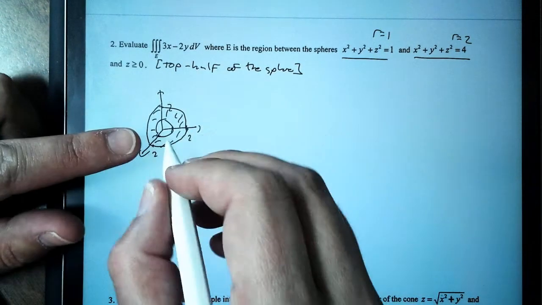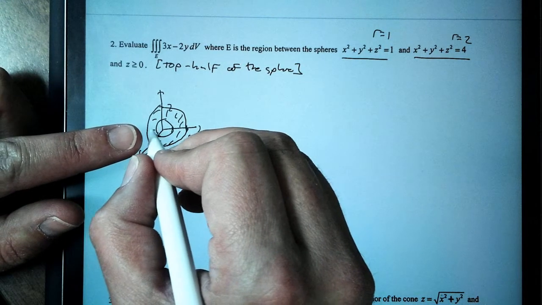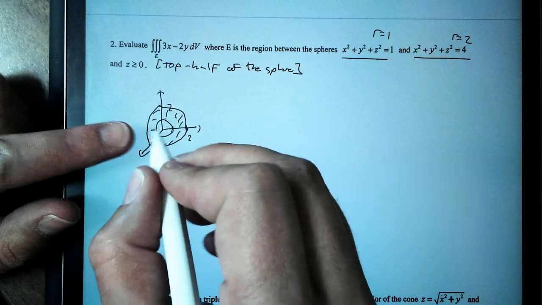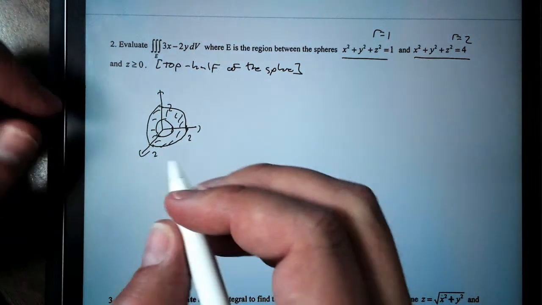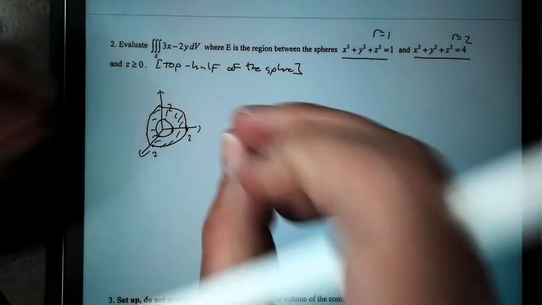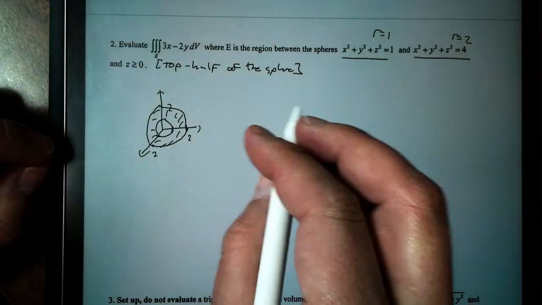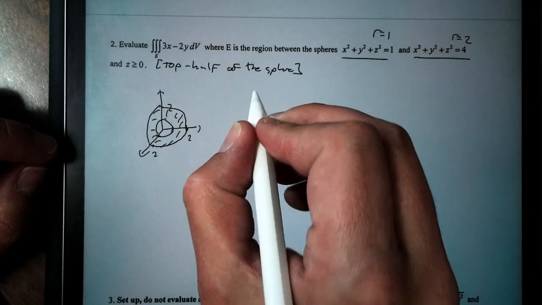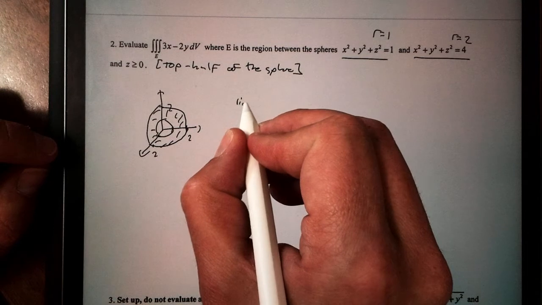So you kind of think of it like, if this is the center of the earth, this is the mantle, then you have, of course, the crust. So we're looking at the mantle of the earth, right? We're going to try to find the volume of the mantle of the earth here. All right, so let's go ahead and get our domains, or our limits here.